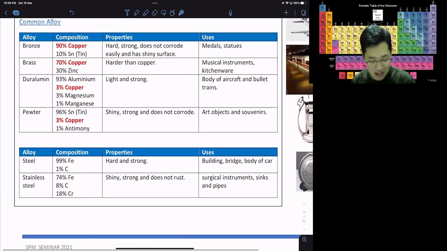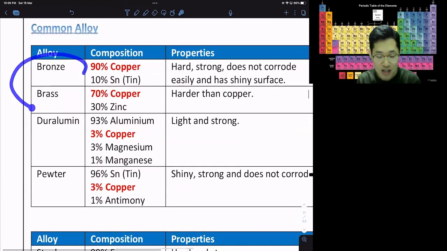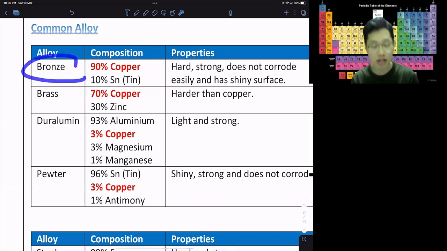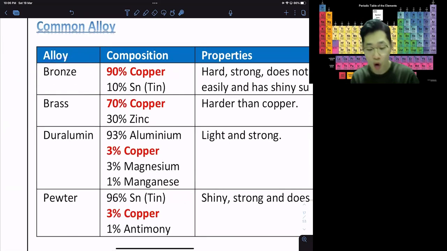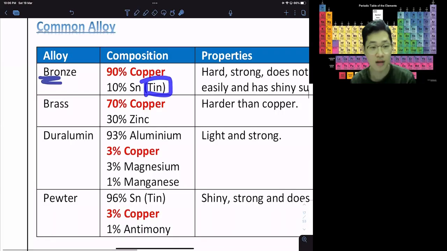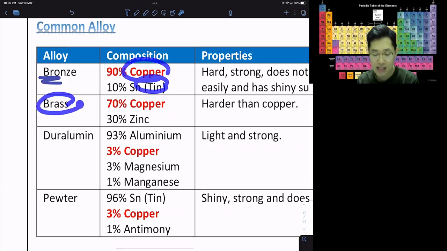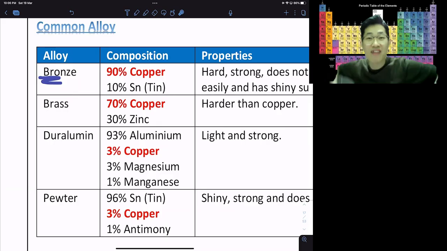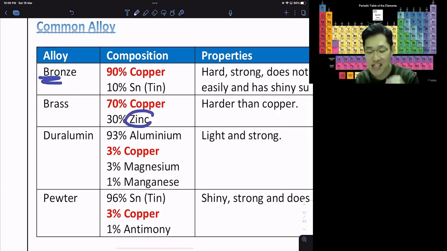Okay, example of alloy. Bronze and brass are very common ones that always come up. Bronze, as I told you, the way we remember is bro. You describe your bro as very thin. Your bro very thin. So got tin, bro, tin. So copper and tin. Brass, we wear a lot of brass, then very tight in Mandarin is zinc. So brass comes with zinc.